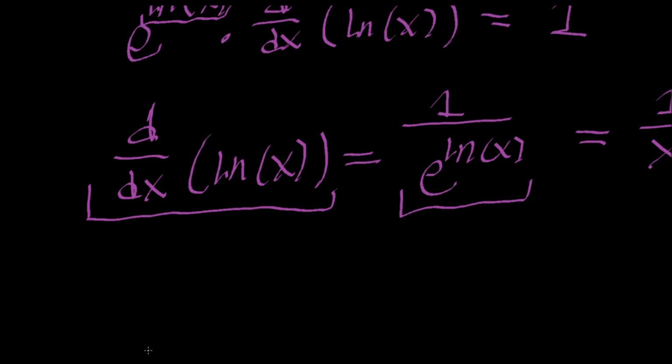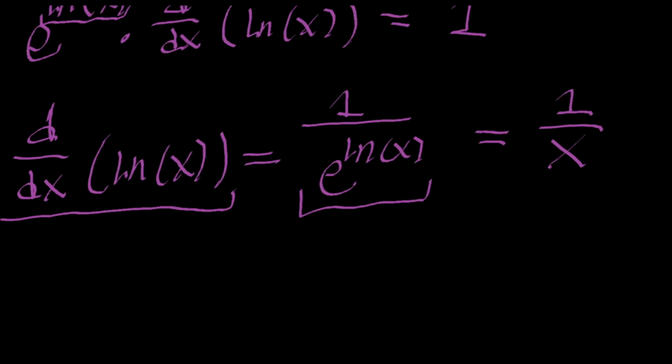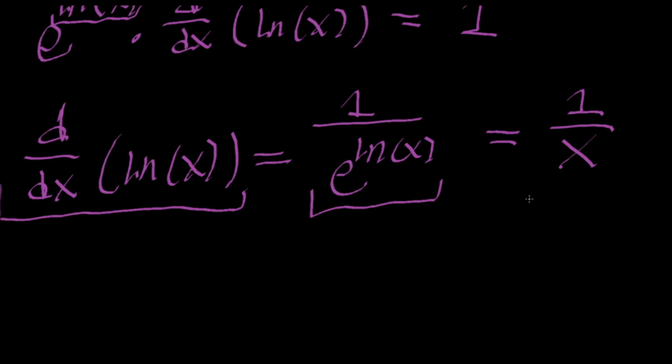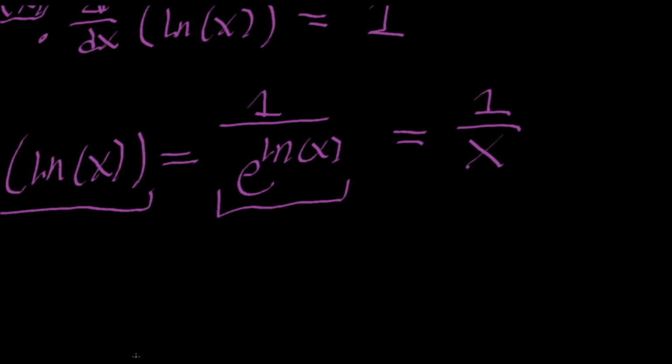Oh wait, maybe you can't see everything. Yeah, you should see it now. The derivative of ln of x will be equal to 1 over x. And we are done.